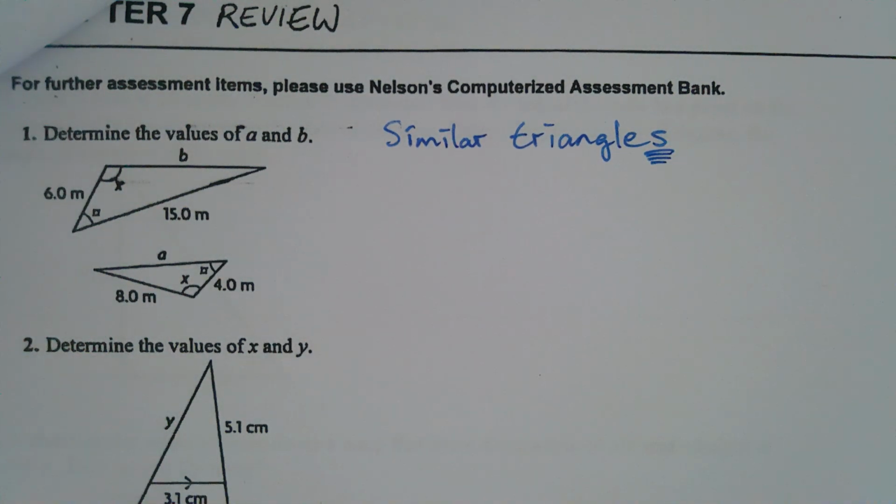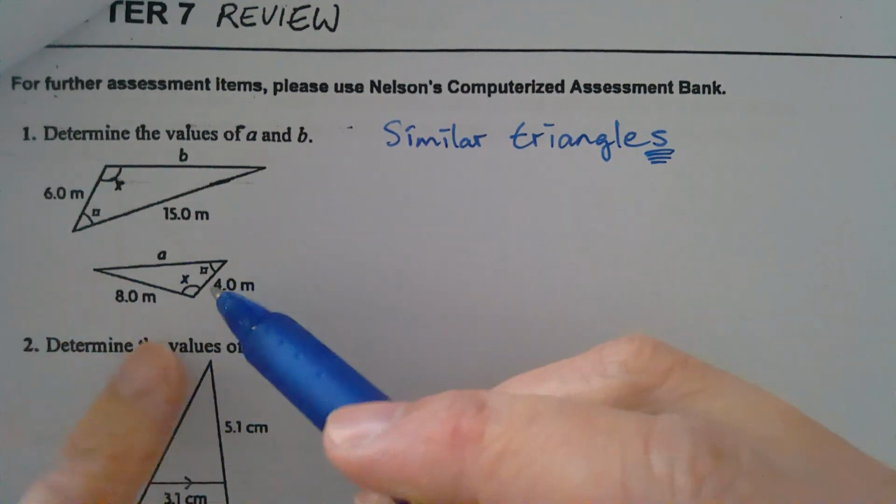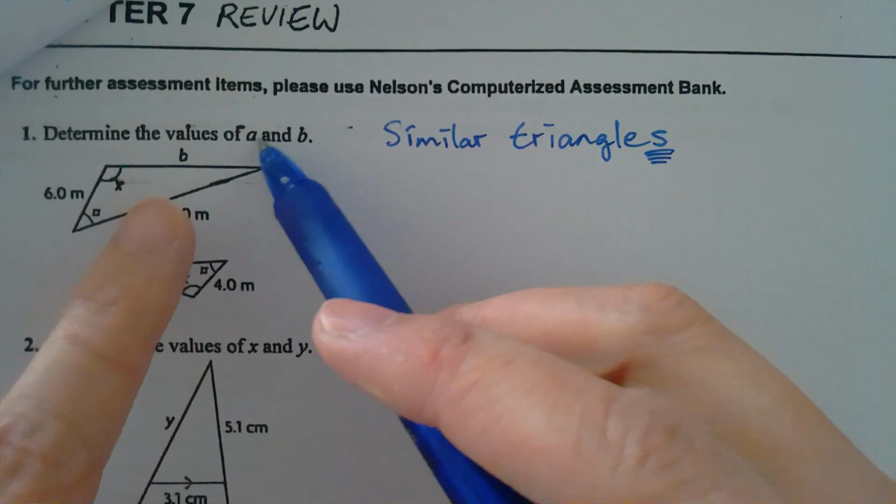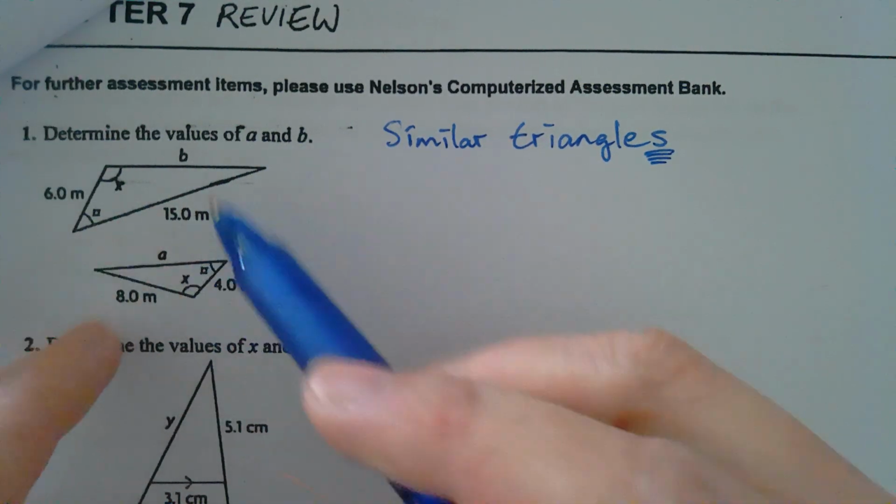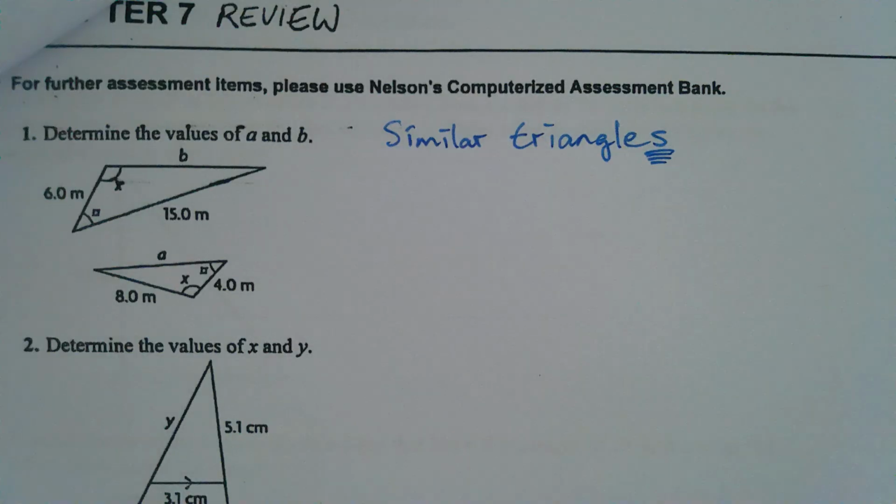Okay. You have to have at least two triangles in order for you to do similar triangles. So your biggest hint in a question like this is one, it's not a right angle, and two, you're given two triangles, so you know you're not doing SOHCAHTOA. Okay. So we are looking for A and B. So we're looking for this side and this side. So let's match it up.